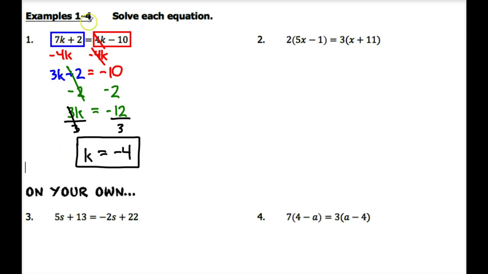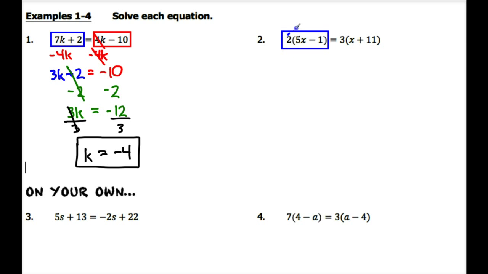Okay, so again, once you've simplified both sides, you want to move one of the variables over the equal sign first, and that will put the variable just on one side, and then you can solve like normal. Let's look at number 2. For this one, we have 2 times the quantity 5x minus 1 equals 3 times the quantity x plus 11. So again, you look at the left side first, and the left side here, we can simplify that. So that's the first thing I'm going to do.